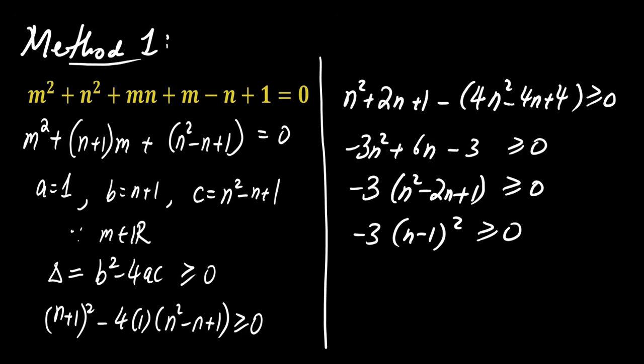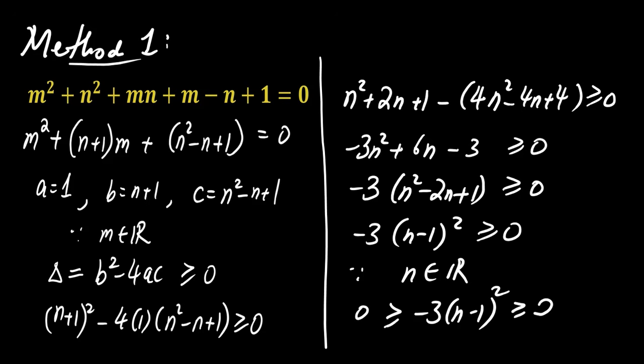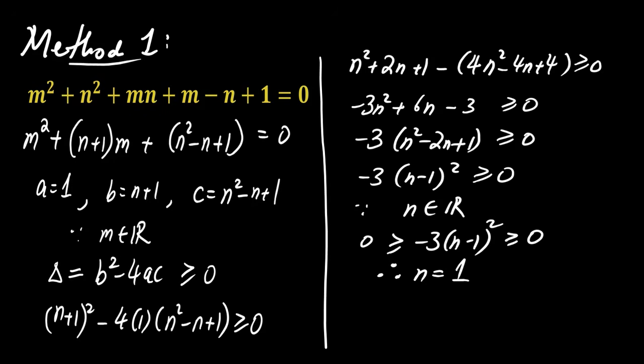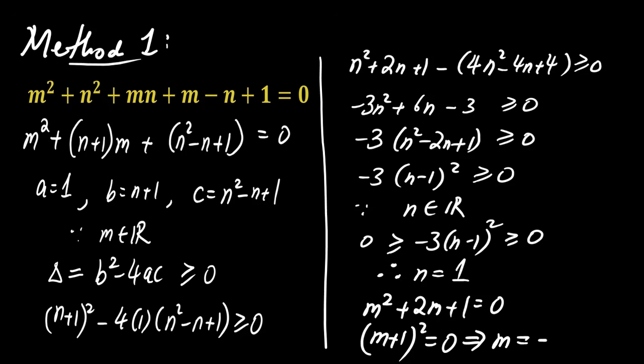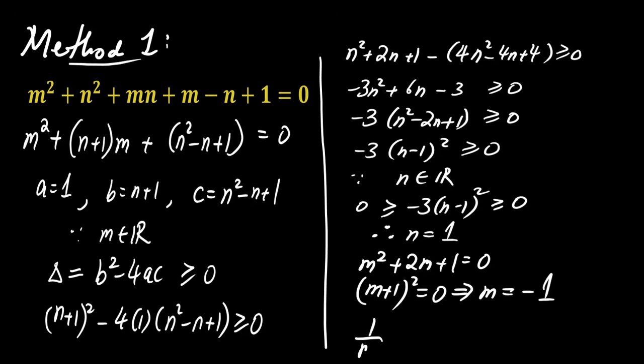And note that (n minus 1) squared is greater than or equal to 0 because n is a real number. So negative 3 times (n minus 1) squared is less than or equal to 0, but is also greater than or equal to 0. It means that it must be equal to 0, and therefore n has to equal 1. Then when we substitute n equals 1, we have m squared plus 2m plus 1 equals 0, meaning that (m plus 1) squared equals 0, and therefore m equals negative 1. Finally, 1 over m plus 1 over n equals 0. That's the end of method 1.